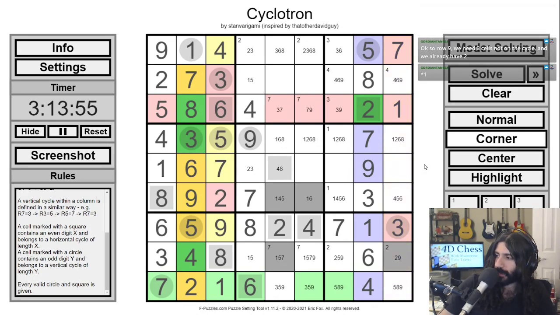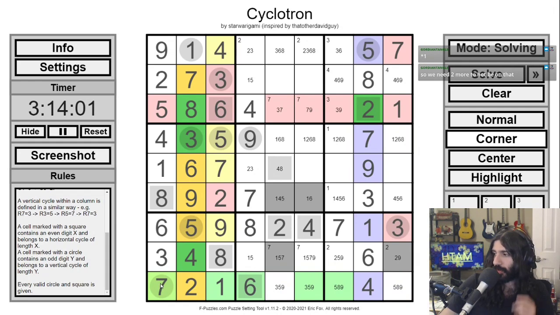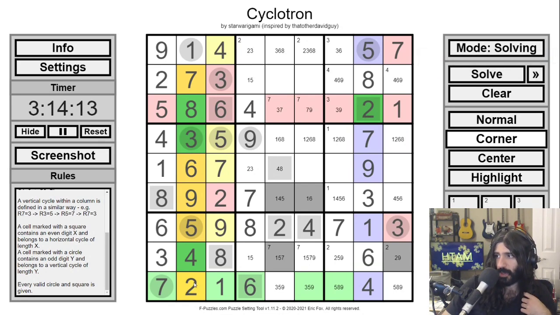Ronine. We need, sorry, Ronine. This is Ronine. We need three cells not on the cycle. We already have the six here. We need three cells not in the cycle. The two is a one cycle. So we need either two more one cycles or one more two cycle.